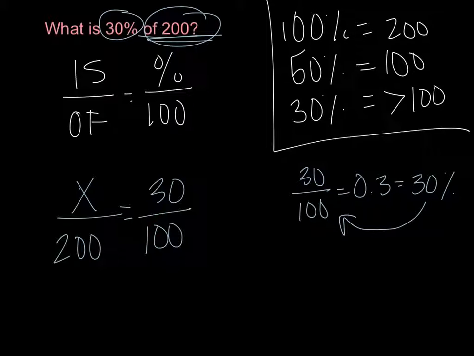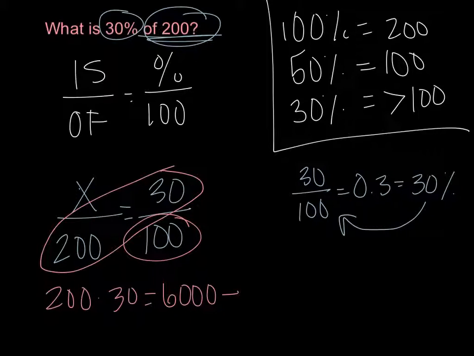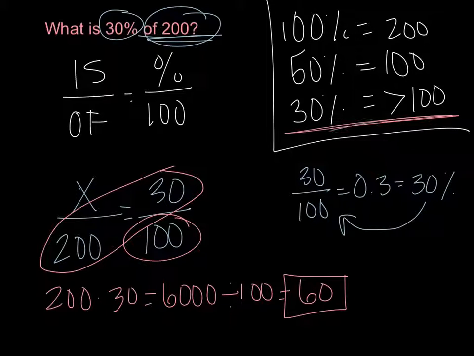Our next step would be to cross multiply and divide. So we're going to do 200 times 30, which is 6,000. And then we're going to divide by 100, which is 60. So 30% of 200 is 60, which is less than 100. So we know we probably did our work correctly.